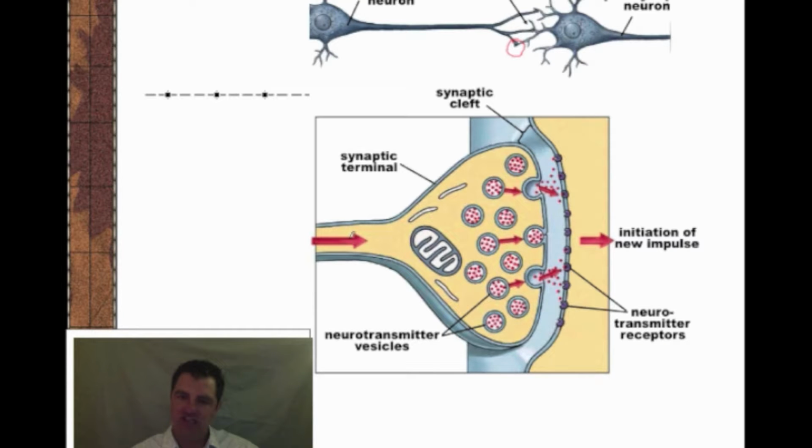So as the action potential comes down and reaches this end, and it becomes positive over here, once again, this is cell membrane material right here. So essentially a cell membrane, phospholipid bilayer material. Inside the end of that synaptic terminal are a whole bunch of these vesicles that contain neurotransmitters.